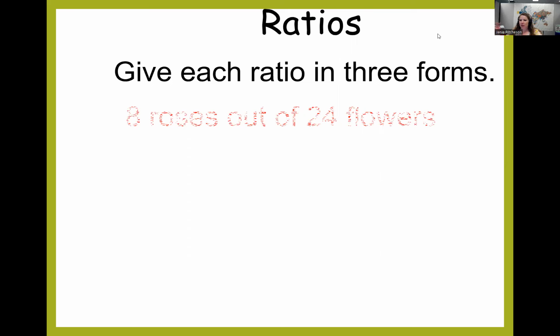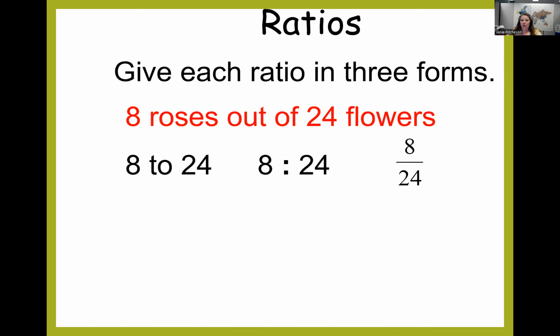A ratio is when you compare two different things. You can write ratios in 3 different ways. All right. So you can use the word "to." So if we have 8 roses out of 24 flowers, we could write that ratio 3 different ways. We could say the ratio of roses to total flowers is 8 to 24 using the word "to." We could use a colon, and if it's a ratio, we also say 8 to 24, and we can make it look like a fraction, 8 to 24.